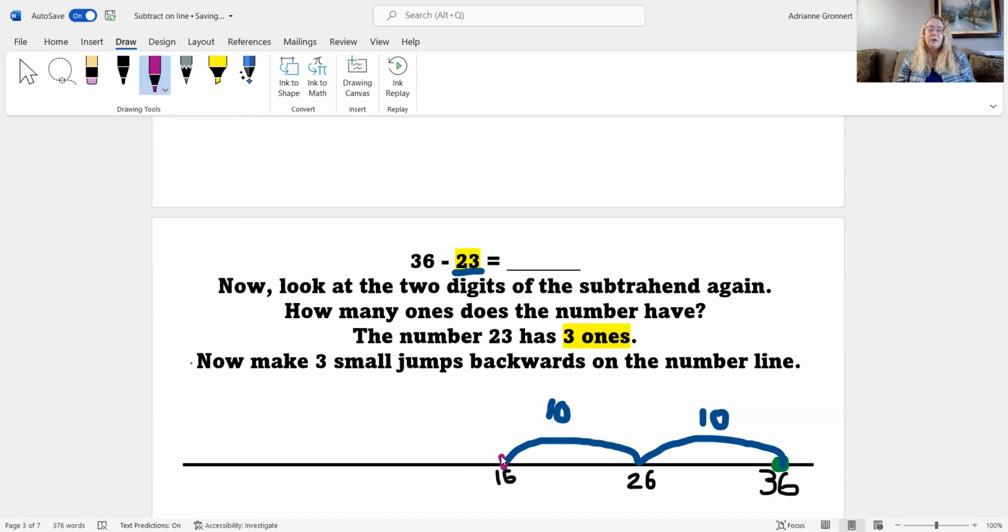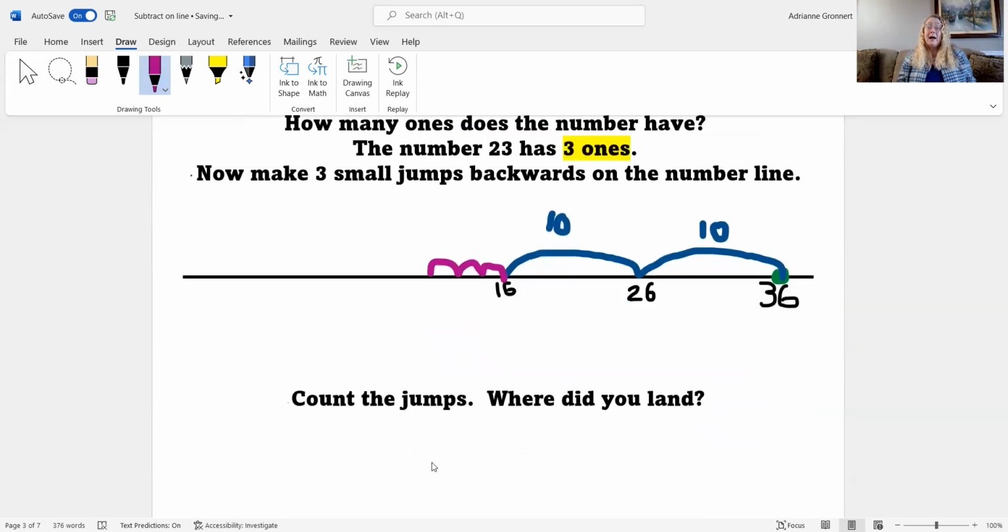I'm going to go backwards. 1, 2, 3. Okay, I did it. Now what? I need to count the jumps. Make sure you draw those jumps on your number line. 1, 2, 3 small jumps.